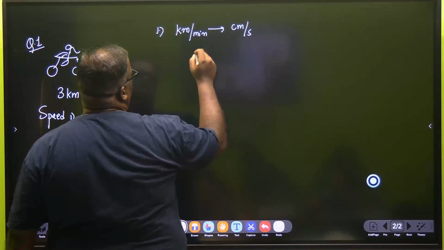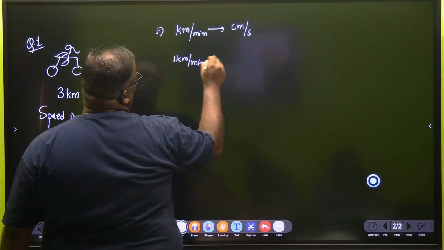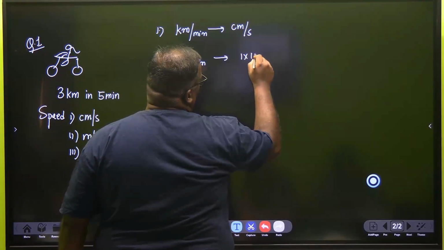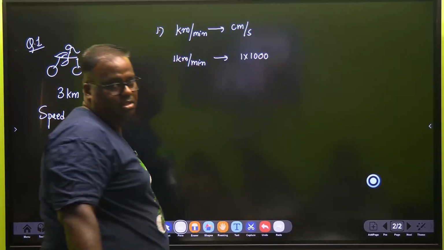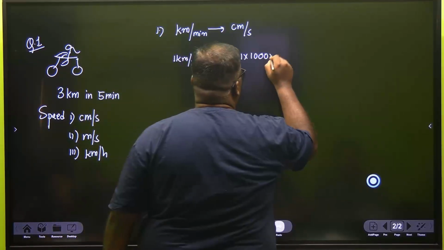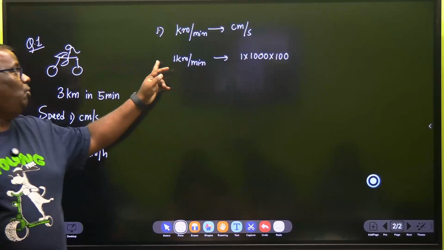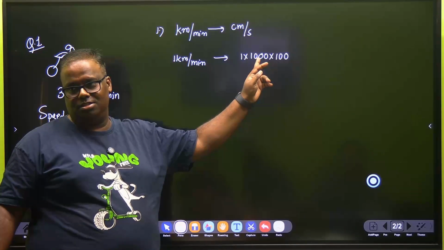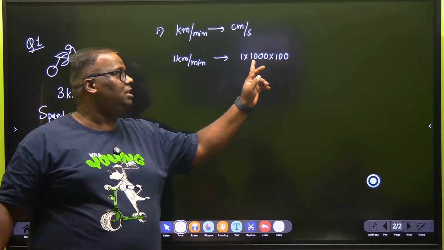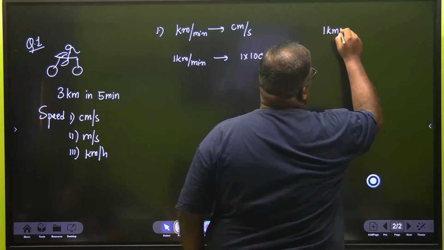So let's see. You have 1 kilometer per minute. Let's convert 1 kilometer to centimeter. A kilometer is 1 into 1000 meters. Agreed? And every meter is how many centimeters? Another 100. Did you understand this? Look, 1 kilometer is 1000 meters. Every meter is 100 centimeters. Did you understand this?